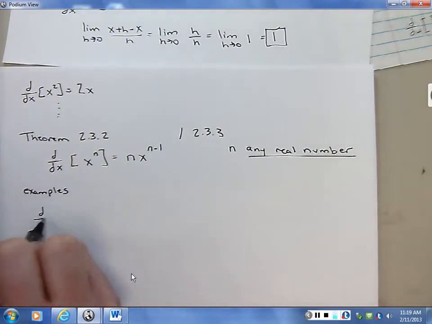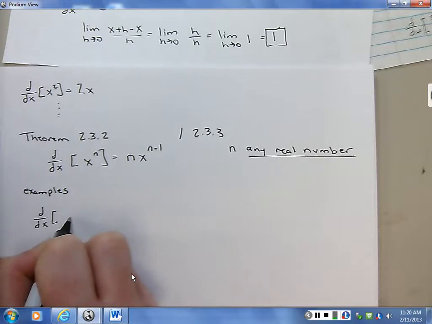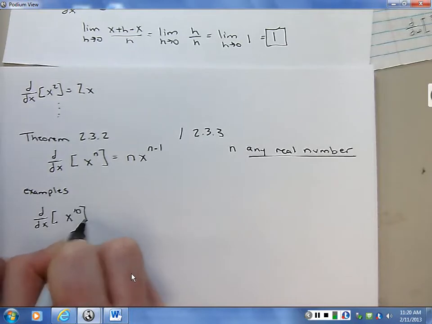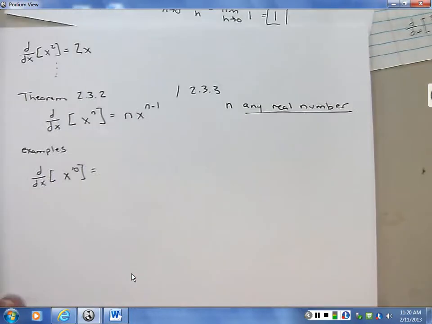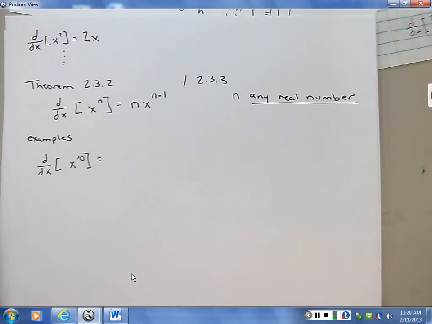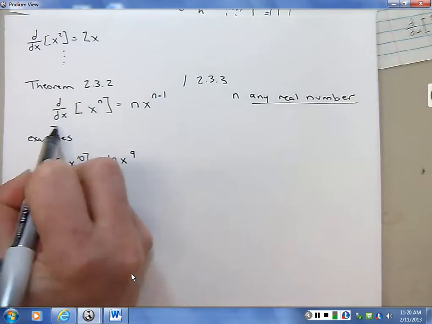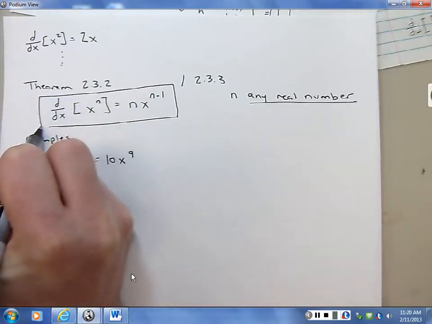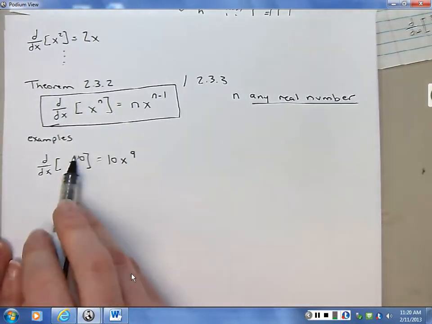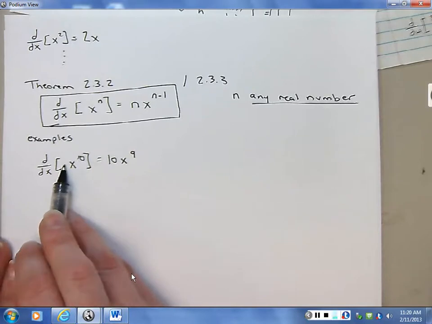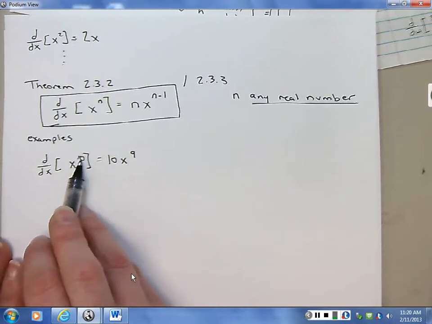Let's say the derivative with respect to x of x to the 10th power. What is the derivative of x to the 10? 10x to the 9th. Does anyone have any questions on that? By this formula, I take down the power, that becomes my coefficient, x to the power minus 1.